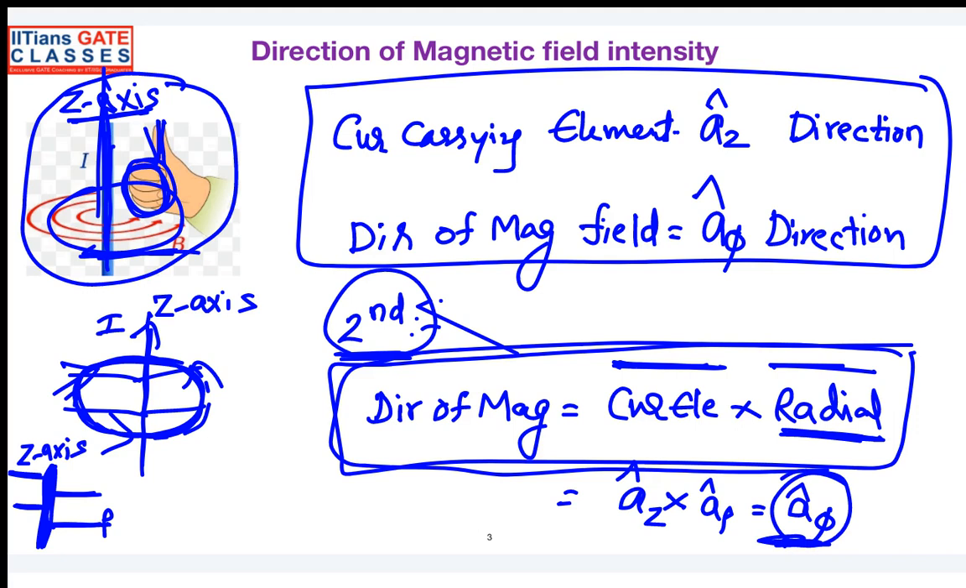I will summarize again. Using Fleming's right-hand principle, you start with your right hand, placing the thumb in the same direction as the current, and see the movement of all the other fingers. That gives the direction of the magnetic field. That is the first method. And the second method is that the direction of the magnetic field is the cross product of the current element into the radial direction. This straight away gives the magnetic field direction.